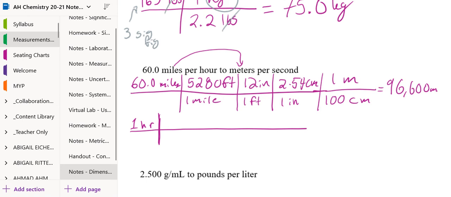And then I'm going to convert hours into seconds. So 1 hour, I'm going to convert 1 hour into the number of seconds. So 1 hour is 60 minutes. And then 1 minute is 60 seconds. Did we all work that one the same? And you should get 3,600 seconds.